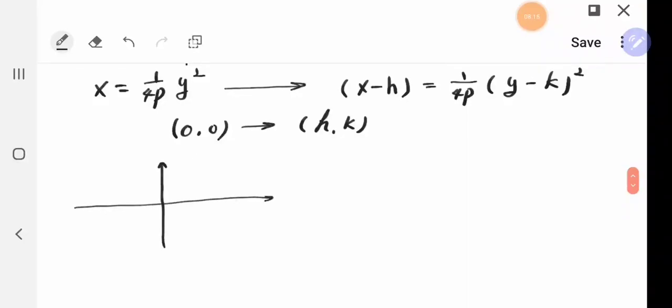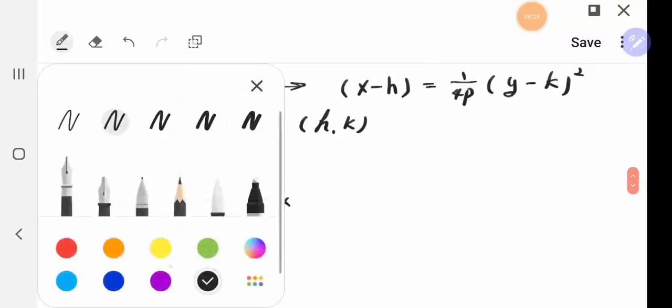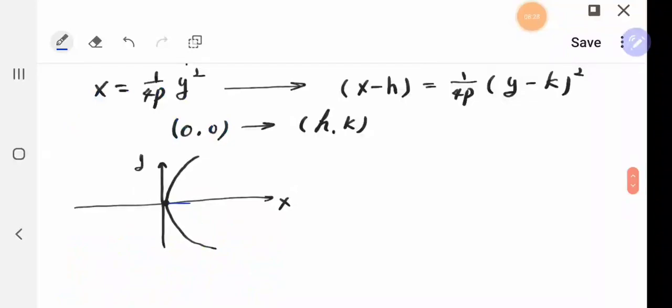Okay, so this is y. When p is positive, it looks like this. So we want to translate it. The vertex will move h units horizontally, let's move to the right, and then k units vertically. Then this will be our new vertex, so the graph should be something like this.